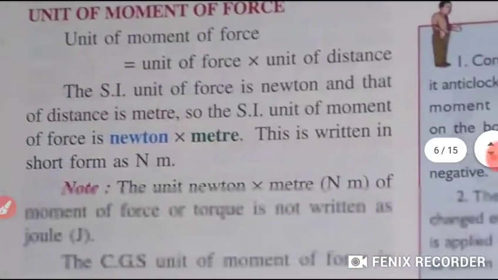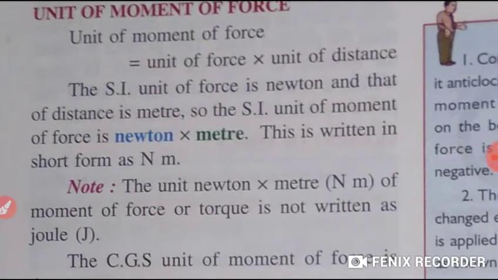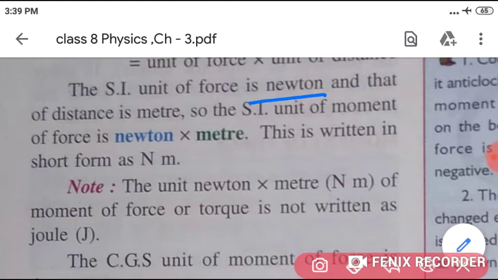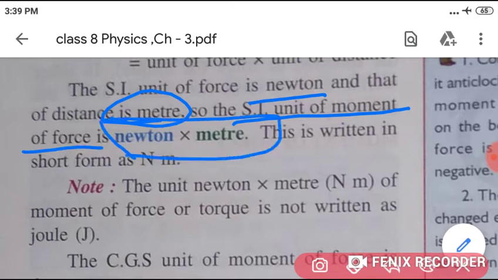So let's see the unit. Students, the unit of moment of force is equal to what? Unit of force multiplied by unit of distance. Students, the SI unit of force is what? As you know, its unit is Newton and the distance is meter. So the SI unit of moment of force is what? Newton into meter. We can write it in short form as Nm, that means Newton meter.